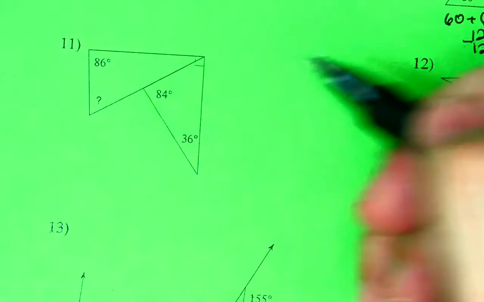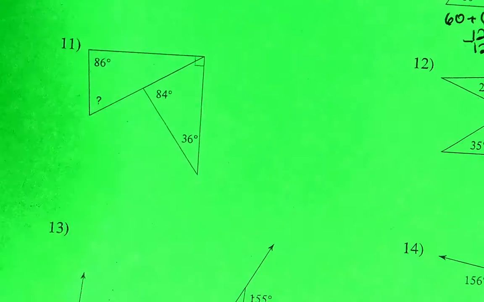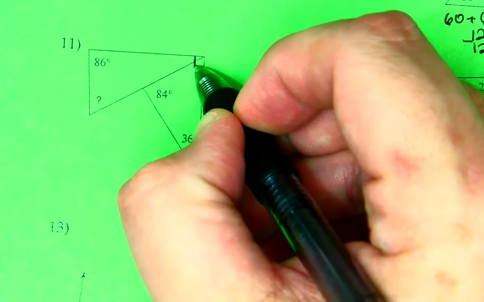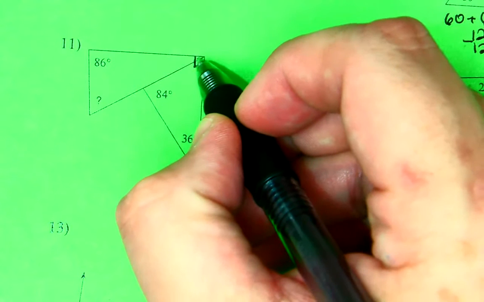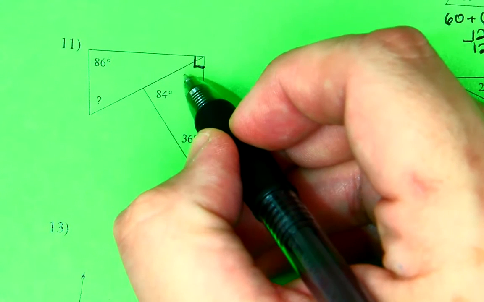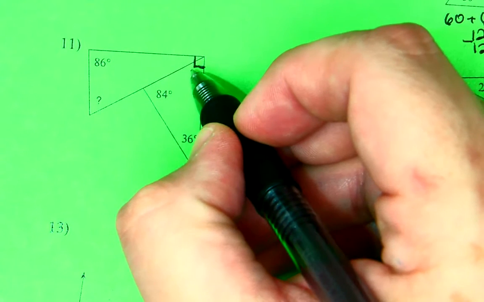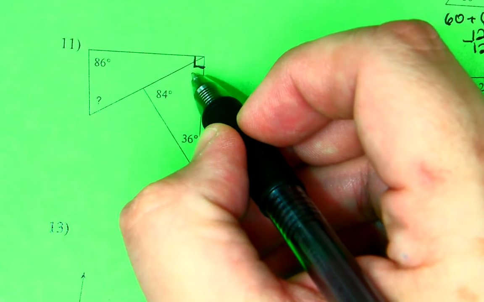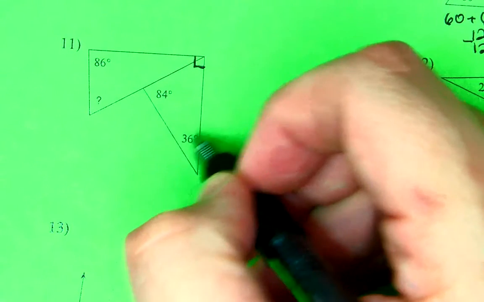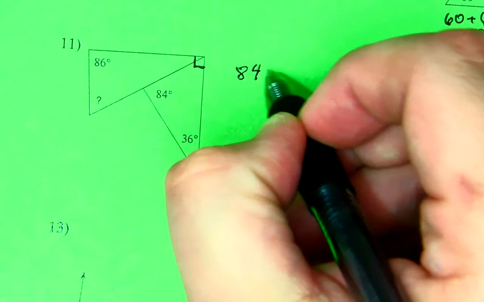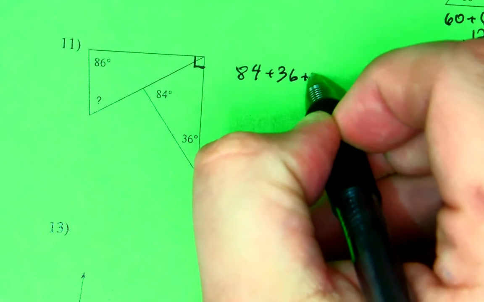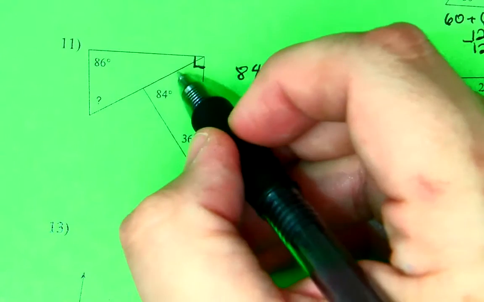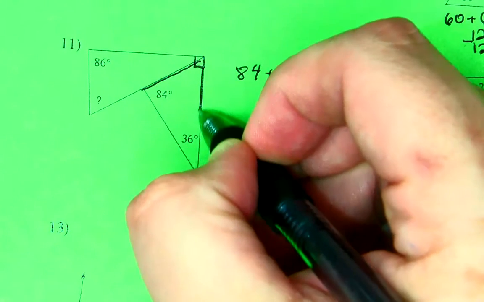Now, one of the biggest and most common mistakes that I saw was that this is 90 degrees, but this doesn't cut it in half. So we can't assume that this is just going to be 45 and 45. We actually have to find out what this angle is. And so you add these to 84 plus 36 plus x is equal to 180, because that's going to be for this triangle right here.